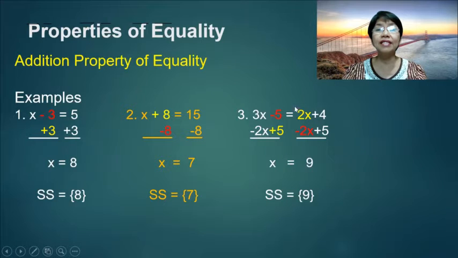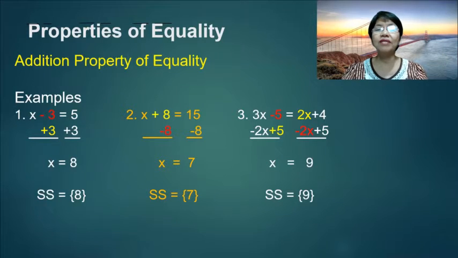Since there is a 2x on the right side, we have to add -2x on the right side so that this will be 0. There will be no more x on the right side, and x should be on the left side and it should be isolated. So we subtract 2x from both sides, or simply add -2x on both sides of the equation.